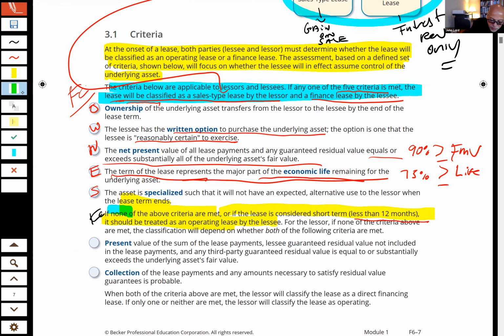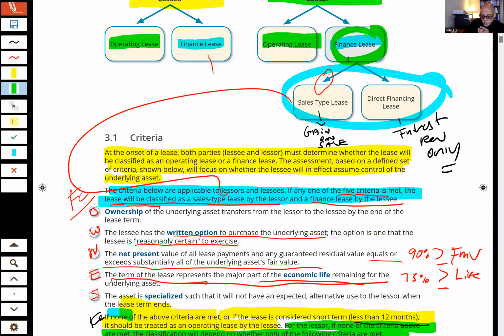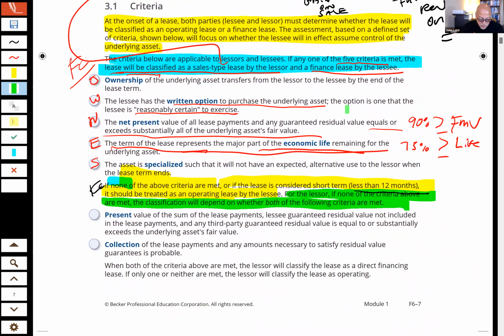Now, if you look and you say, for the lessor, if none of the criteria above are met, the classification will depend on whether both of the following criteria are met, okay? Now, think about it. We're sitting here and we're saying, okay, we still may have a financing lease for the lessor. And remember, we have two choices. They already told us that if we meet any one of these criteria, it'd be a sale type lease. So maybe we're going to see why we should come up with a direct financing lease here, right?